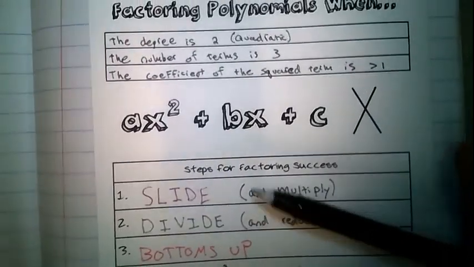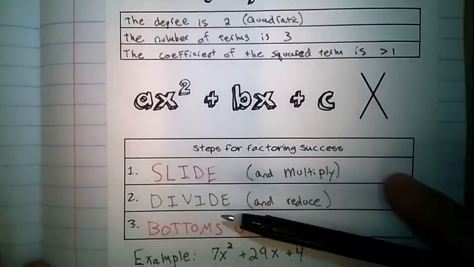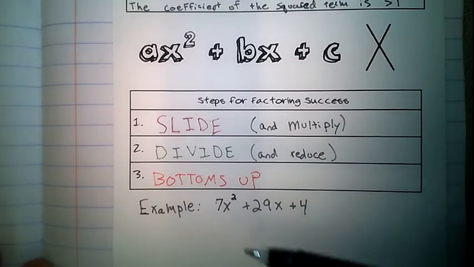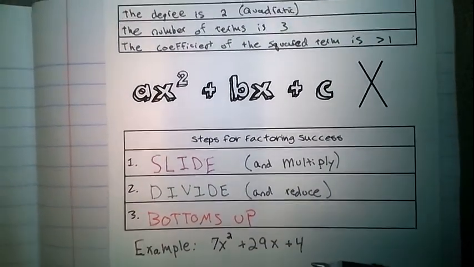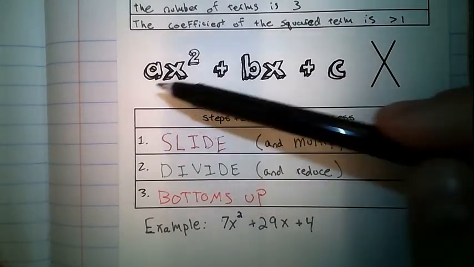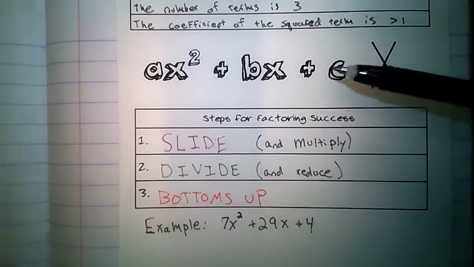Now we want to be able to use the x puzzle, but we're running into a problem that it doesn't work if there's a number in front of the x squared. So we have to use a strategy. And the strategy is called slide, divide, and bottoms up. It's also called the AC method in other books.